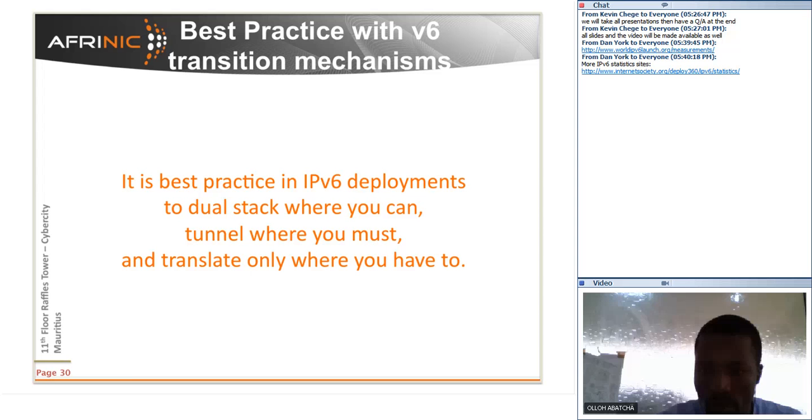If your upstream provider does not give you IPv6, if you have appliances in the middle, legacy devices that you cannot replace or do not have the budget to replace yet, you can tunnel through them and translate only where you have to. These are best common practices.